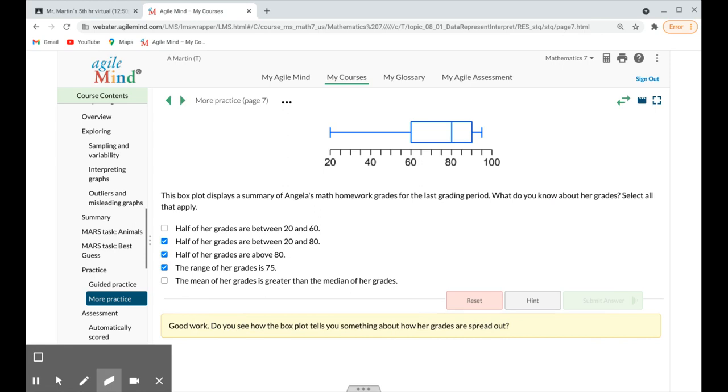Do you see how the box plot tells you something about how her grades are spread out? Yeah, she's not real consistent. I mean, most of her grades are kind of in this area, but every once in a while she bombs a test. Sometimes she gets an A. She's kind of all over the place.